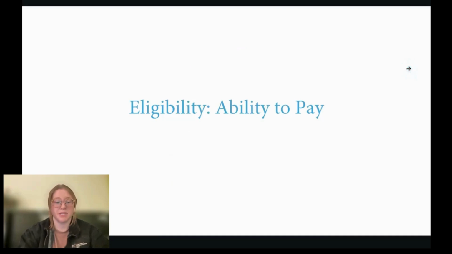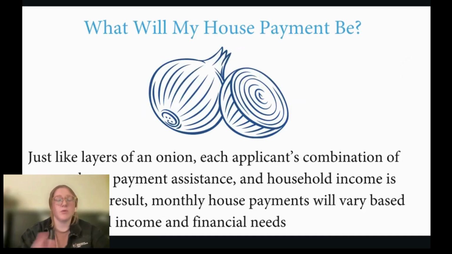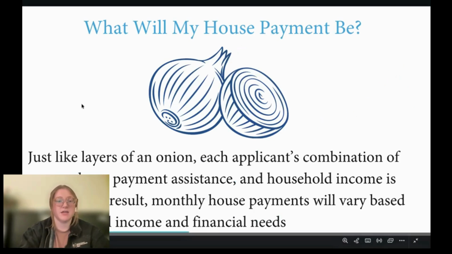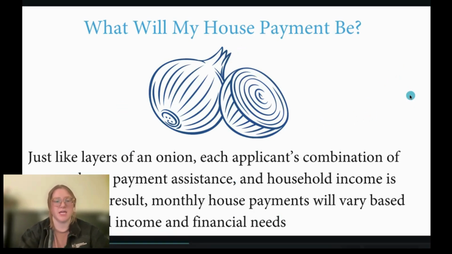So eligibility, ability to pay. So what will my house payment be? This is a big question for everybody, and this is something that should justly be answered off the bat. So just like layers of an onion, each applicant's combination of grants, down payment assistance, and household income is unique. As a result, monthly house payments will vary based on individual income and financial needs. We're trying to base your mortgage payment not on the value of the home, not on what market rate is. We're trying to base it on your individual case. So what can you afford?